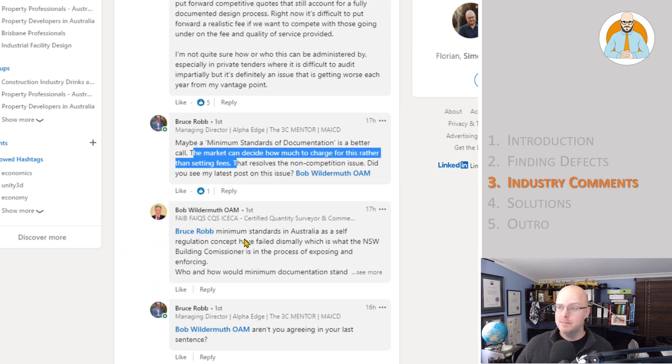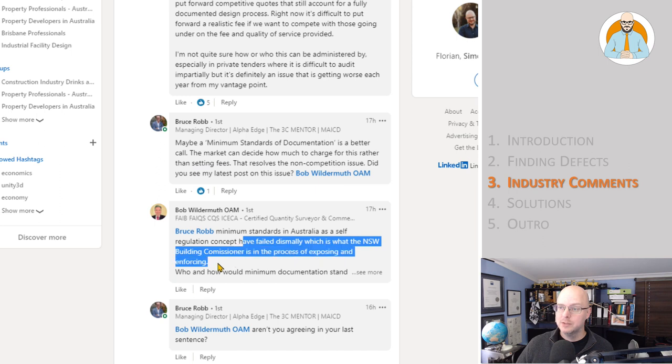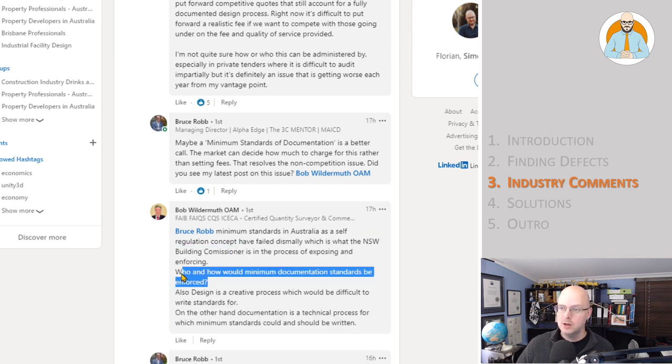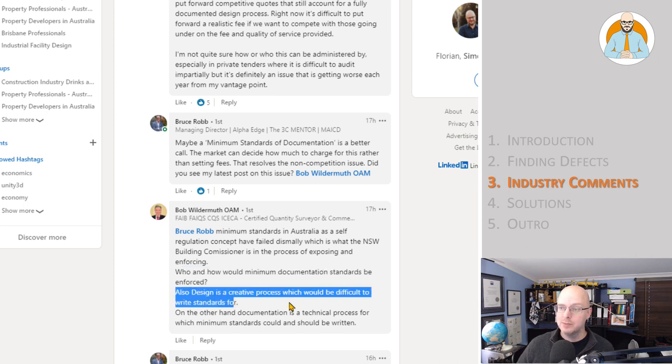Bruce Robb: minimum standard in Australia as a self-regulation concept has failed dismally, which is what the New South Wales Building Commissioner is in the process of exposing and enforcing. Who and how would minimum documentation standards be enforced? Also, design is a creative process, which would be difficult to write standards for. On the other hand, documentation is a technical process for which minimum standards could and should be written.